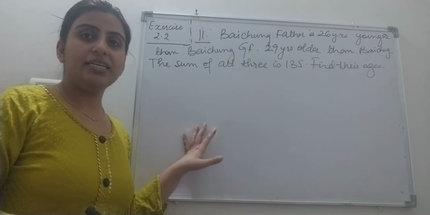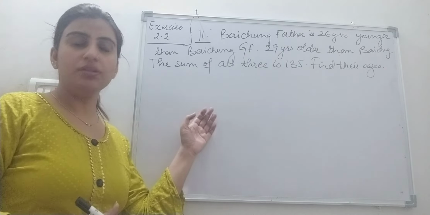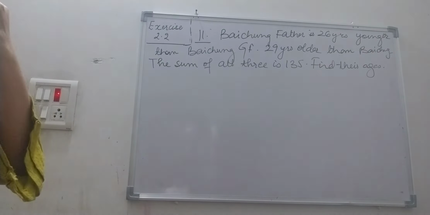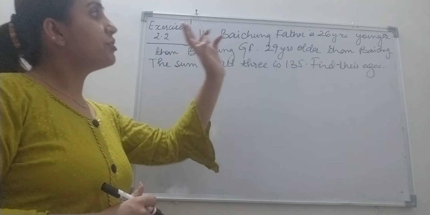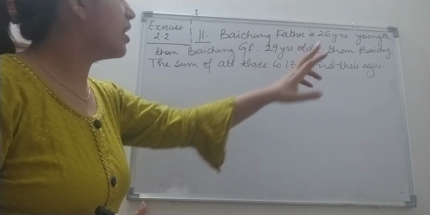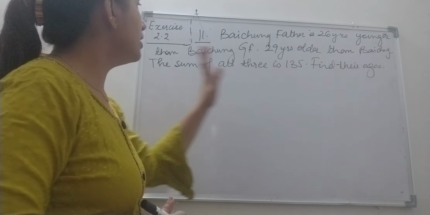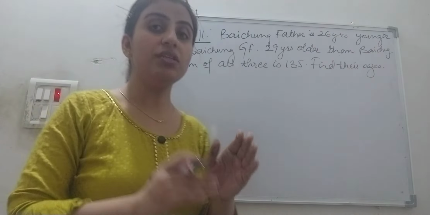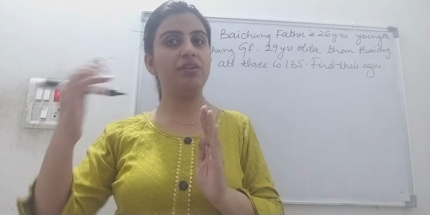Okay, let us see now question number 11. This is a very important question. Let us understand the question, then we will start with the solution. Bachung is the name of a person. Bachung's father is 26 years younger than Bachung's grandfather and 29 years older than Bachung. If you read the question, the father is compared with the grandfather and with Bachung.